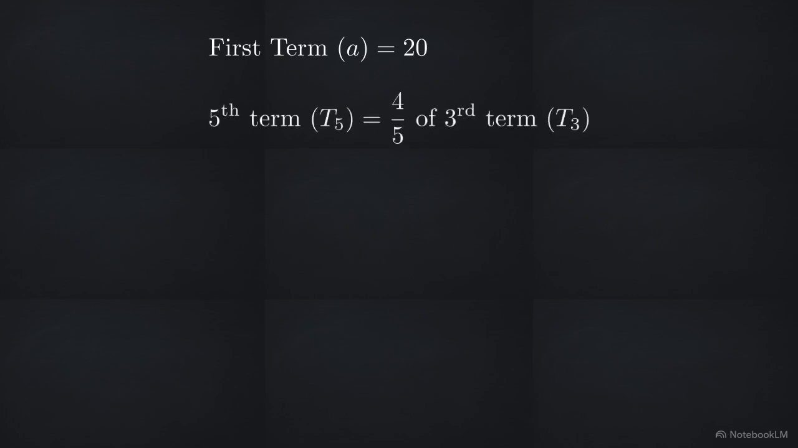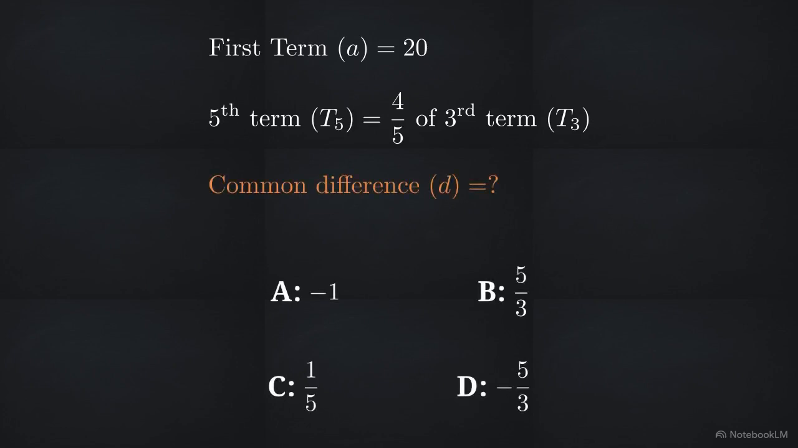Let's look at the problem. The first term of an arithmetic progression is 20. If the fifth term is 4/5 of the third term, find the common difference. We have our four options listed from A to D.